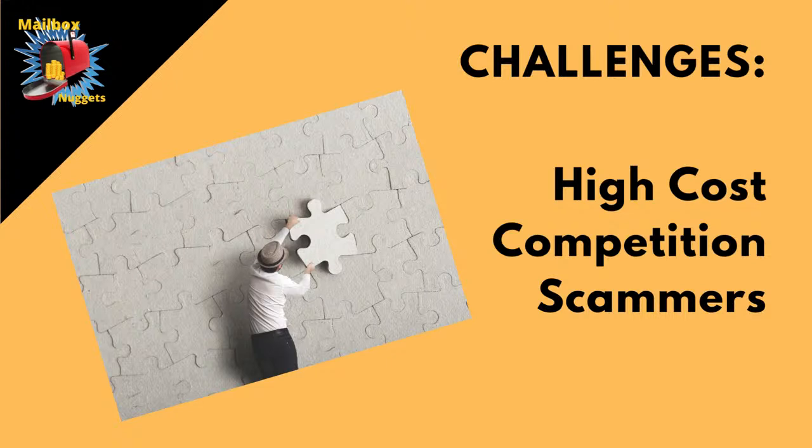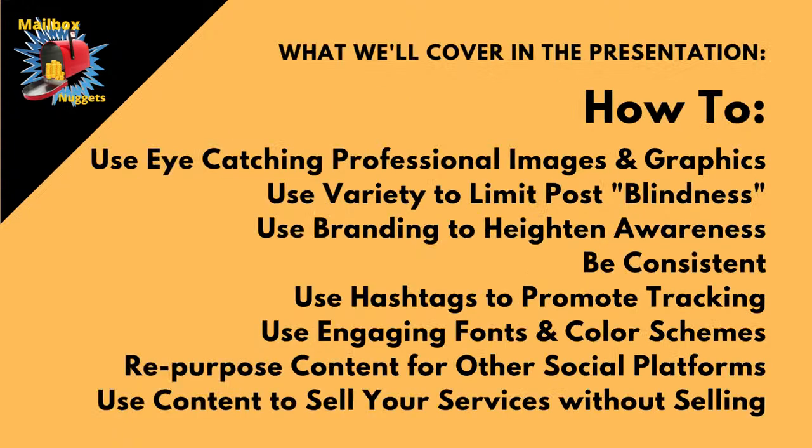What is a part of the roofing job. And so there's some challenges that roofers face. One way to overcome that is to have highly professional social content. So today we're going to talk about that: how to use eye-catching professional images and graphics, how to create variety and to limit post blindness. And we'll talk about what post blindness is.